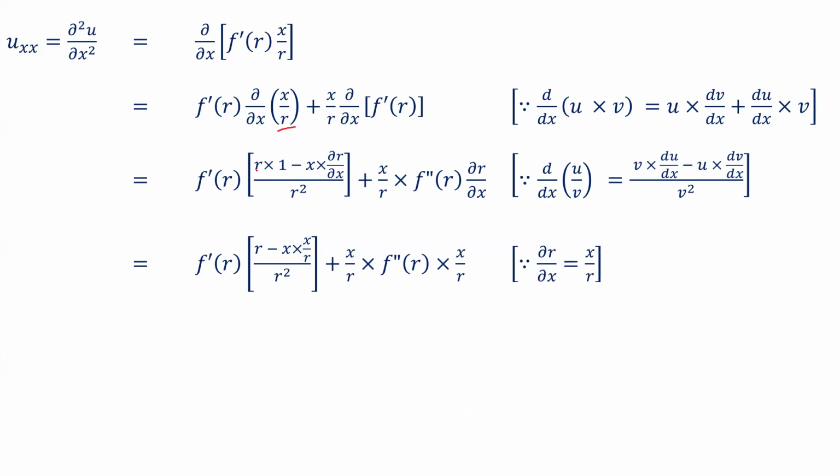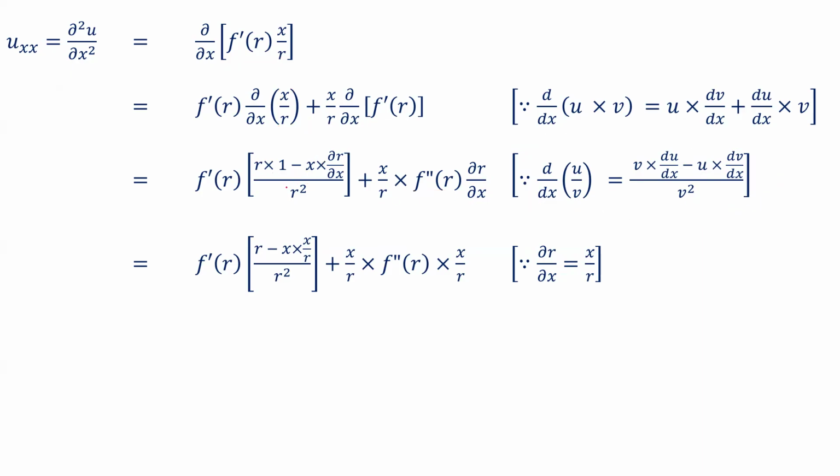Here the derivative of denominator is r, derivative of x is 1, minus numerator is x, and derivative of denominator is del r del x, whole divided by denominator square, that means r square, plus x by r, f dash of r, derivative of f dash of r is f double dash of r, again derivative of r is del r del x. So now we are using this division formula. Derivative of u by v is equal to denominator v into derivative of numerator u, minus u into derivative of v with respect to x, whole divided by v square.